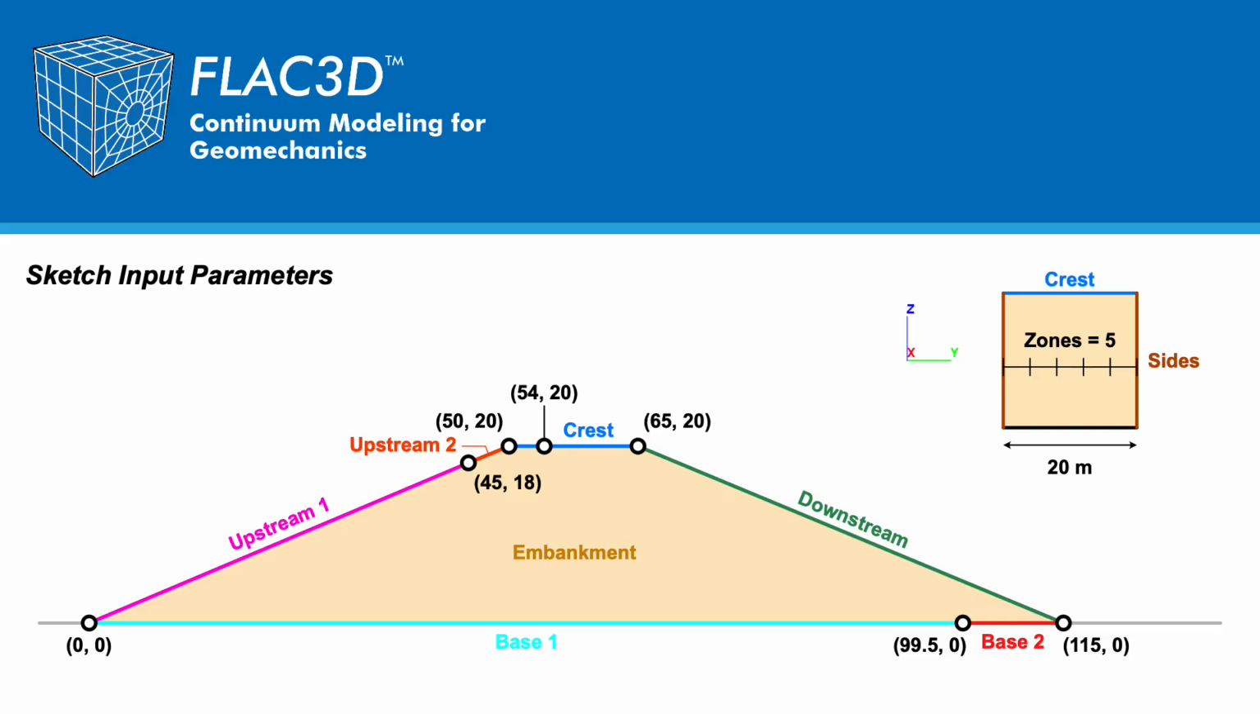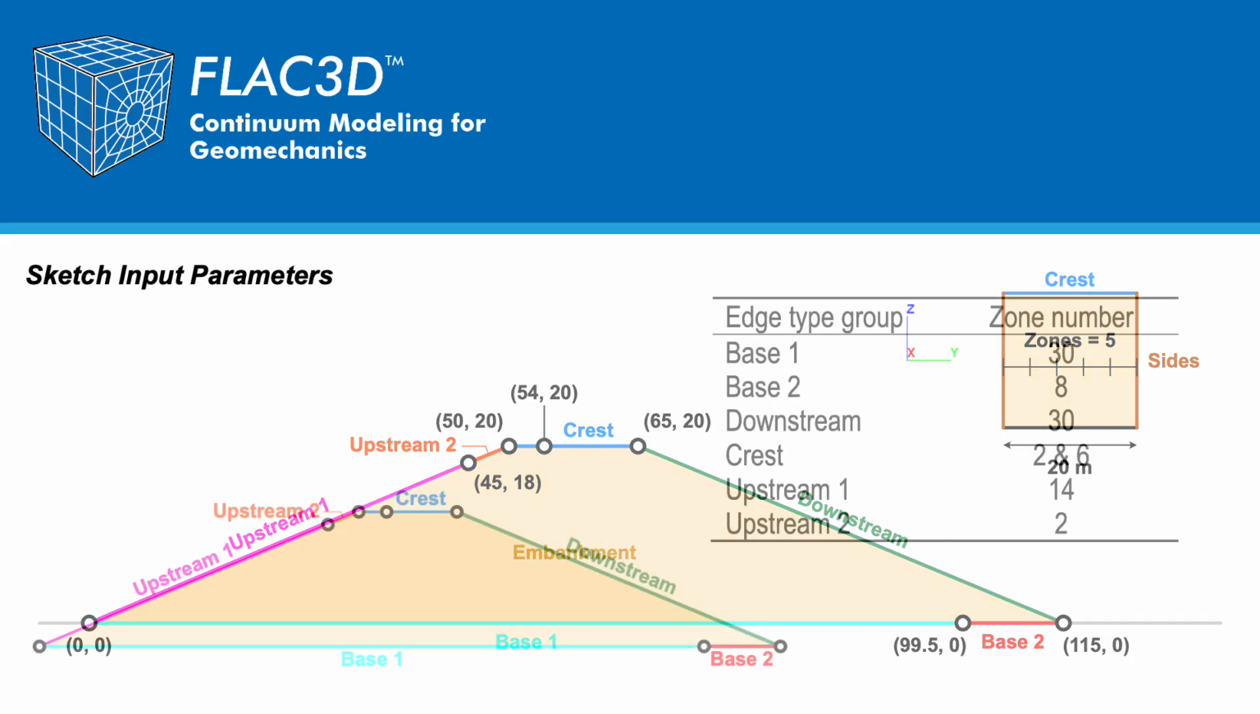Recall the sketch input parameters shown here as previously used in FLAC3D. The edge site group names along the boundaries of the embankment are shown. FLAC3D also requires specification of the out-of-plane dimension, in this example 20 meters. Also, it will be advantageous for later command assignments to define a face group along the left and right sides. Please note that a total of 5 numerical zones in the out-of-plane direction will be used to model the 20-meter width of the embankment. The location of the points along the boundary are shown here. The points are the same as those used in FLAC2D.